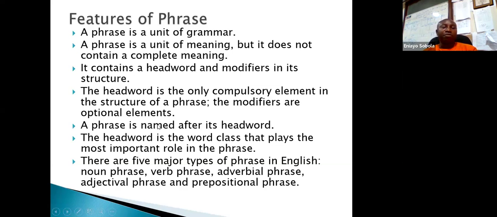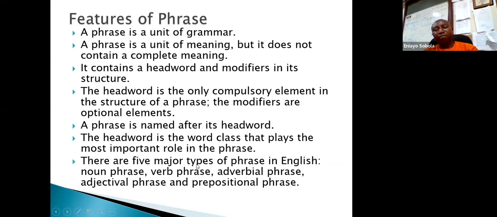If the head word of a phrase is a noun, it's called a noun phrase. If the head is an adjective, it becomes adjectival phrase. If the head is a verb, it becomes a verb phrase. So the head word is the word class that plays the most important role in the phrase.